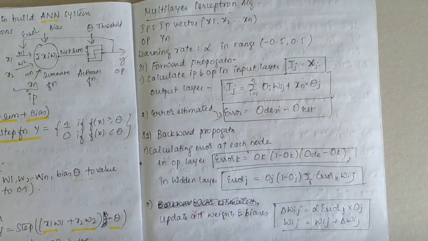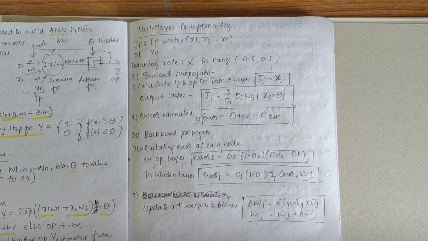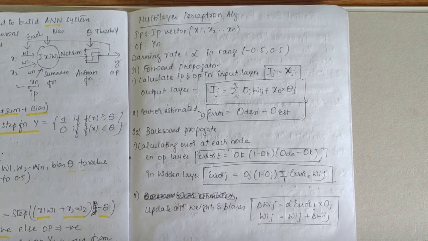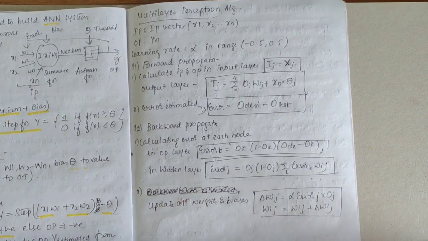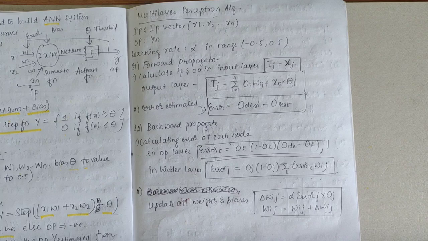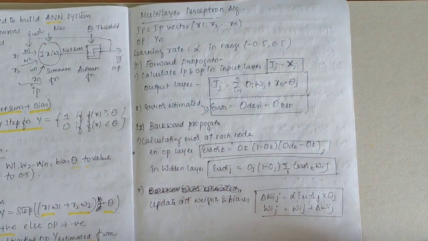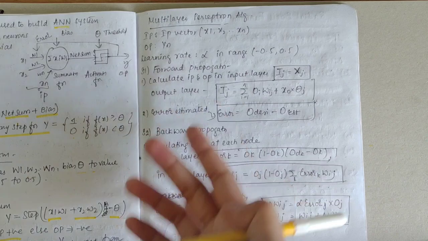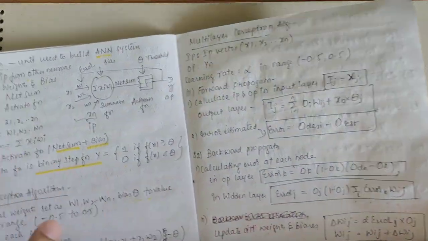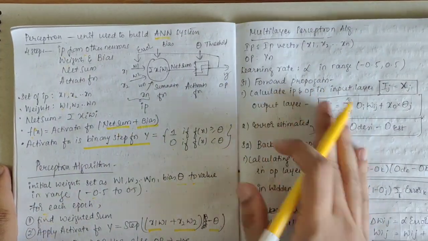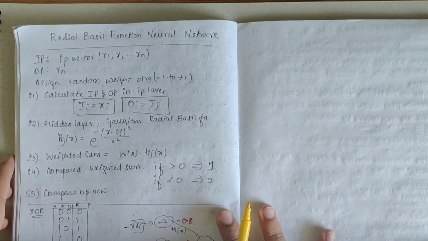So here we have the multi-layer perceptron algorithm. I would suggest that if you get a choice between perceptron and multi-layer perceptron, then go with the normal perceptron, because multi-layer perceptron is pretty difficult. Here you need to perform two steps, forward propagation and backward propagation. It is very time consuming also. So it will be available in the notes. I'll upload it. Do have a look.